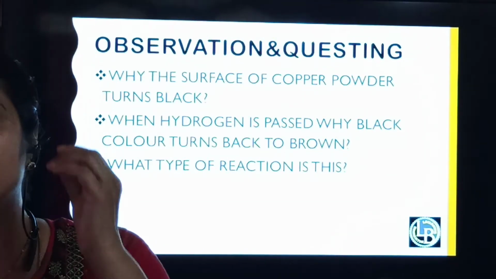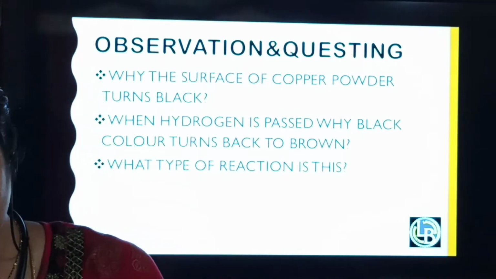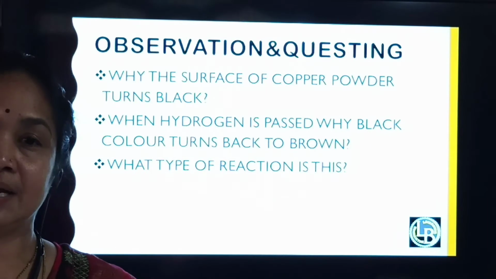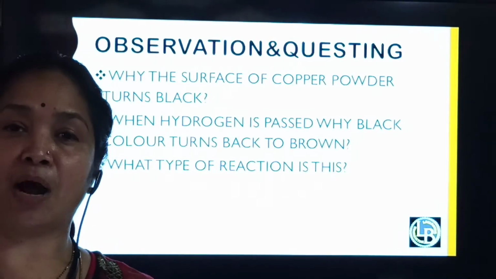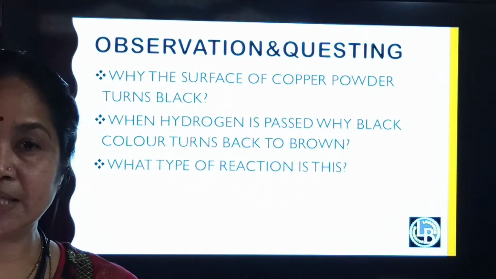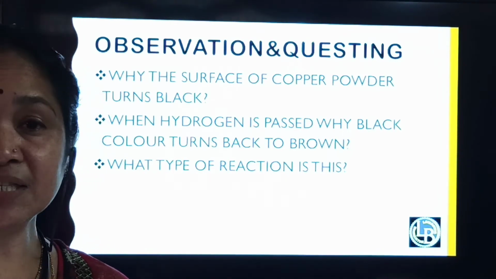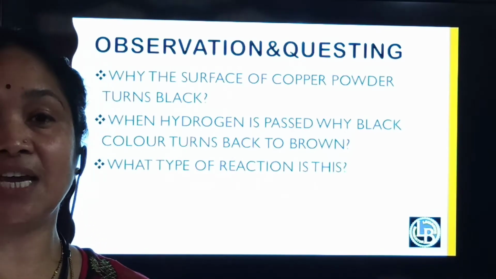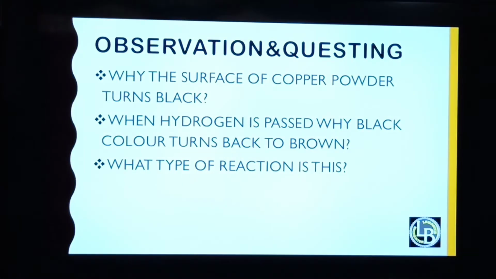After observing that activity, there are many questions. So let us see the questions. Why does the surface of copper powder turn black? Once again, I am giving the answer. Copper is brown in color. When this brown copper reacts with oxygen, it adds oxygen, it undergoes oxidation, and it turns to black colored copper oxide, cupric oxide, CuO. Cu is in the +2 state. Then the second question.